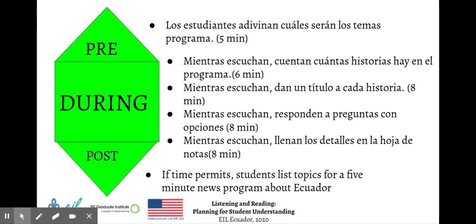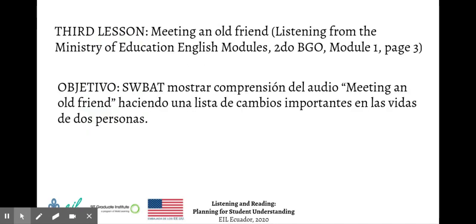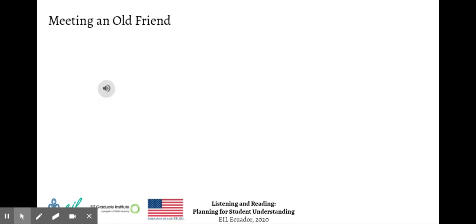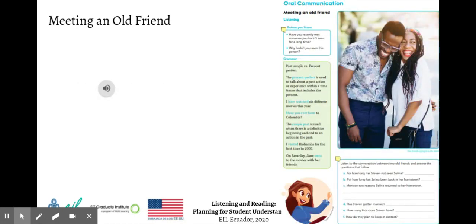Moving on now to my next lesson plan. This one is called Meeting an Old Friend, and it's based on a listening from the Ministry of Education module Segundo de Bachillerato, Module 1. It's the 3rd page. And the objective of this lesson is that students will show understanding of the audio Meeting an Old Friend by making a list of the changes that are important in the lives of these two people. You can see here the page from the module, and I'm going to play you just a little bit of the audio to give you an idea what it sounds like.